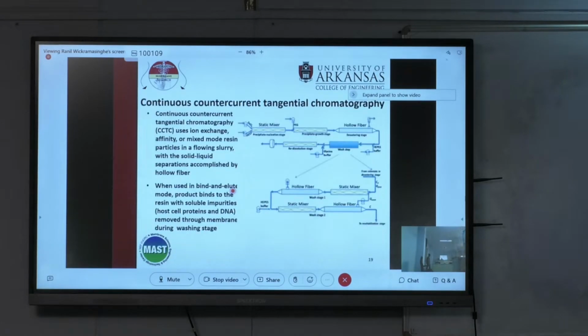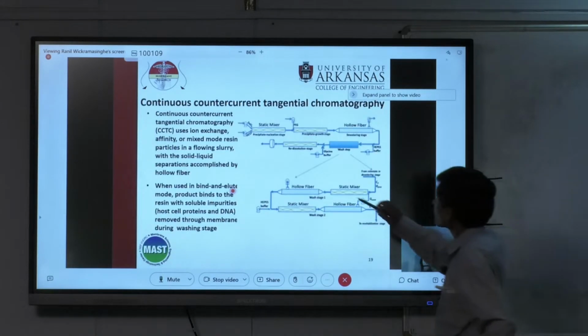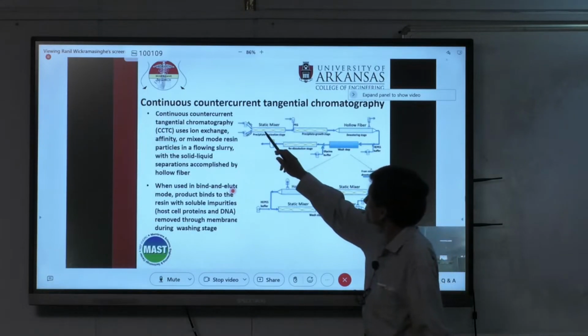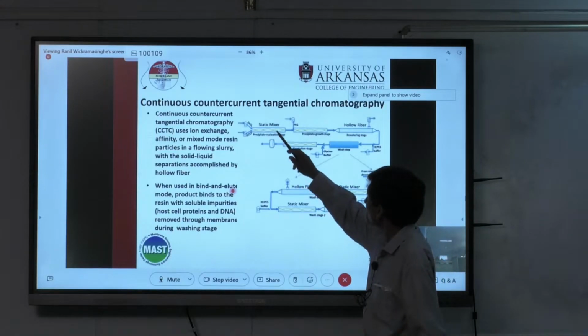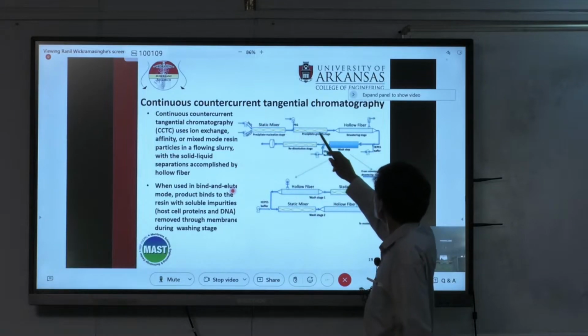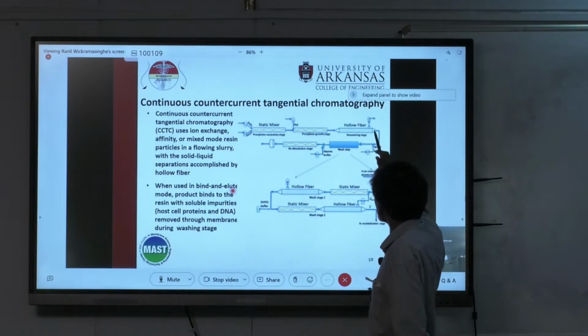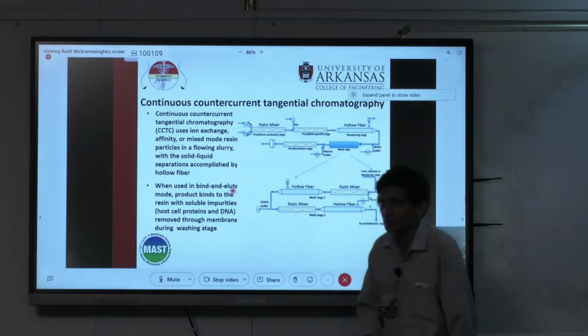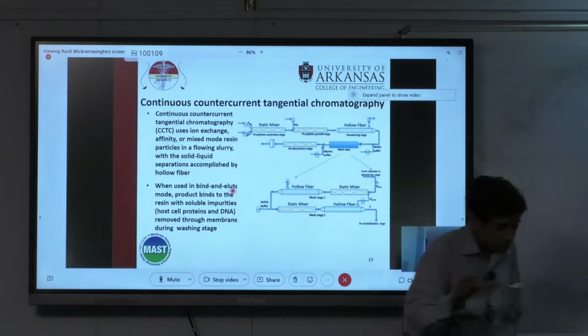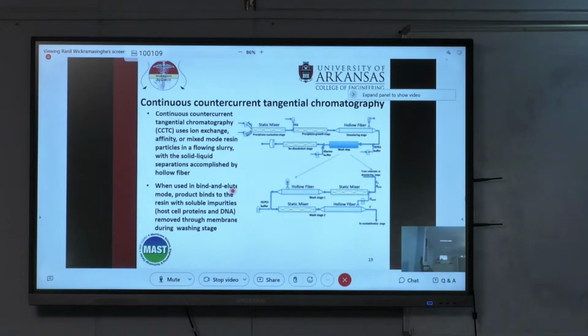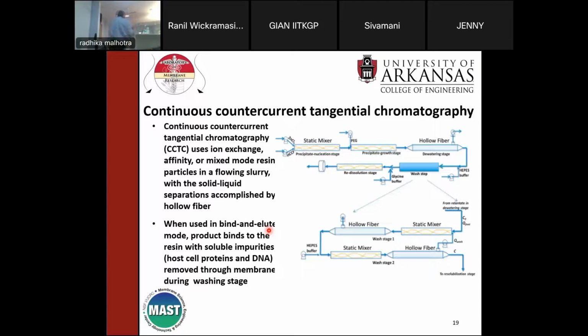Okay, so now I can explain this. Let's look at this. You have your feed coming in here. You have a static mixing stage. You can run it through a hollow fiber system. You use the resin particles to remove the product. You can have a washing step and so forth, okay? So basically you're using the hollow fibers to selectively remove your contaminants as you're continually running through this step.